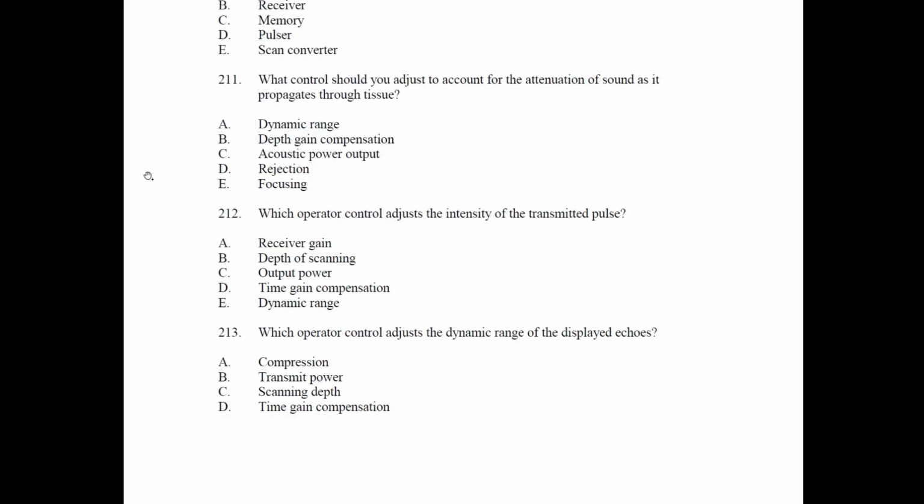Next, let's move on and look at question number 212. This question can also be solved quite simply. It is asking where the intensity of the transmit pulse is adjusted. The term intensity here is important. The higher these values are, the greater the exposure the patient receives, so you should keep in mind that the exposure increases accordingly. The most relevant keyword here is output power, which is listed in option C.